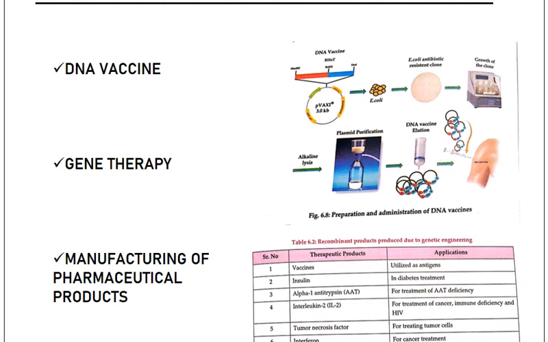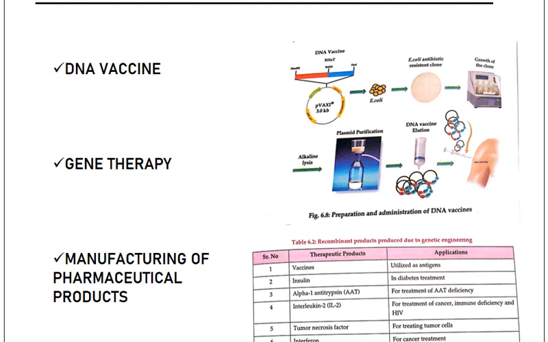Now coming to the third application, that is manufacturing of pharmaceutical products. I have given a table. The first therapeutic product is vaccine, and its application is the utilization of antigen. The second therapeutic product is insulin. Its application is that it helps in diabetic treatment. The third is alpha 1 antitrypsin, that is AAT. It helps in the treatment of AAT deficiency.